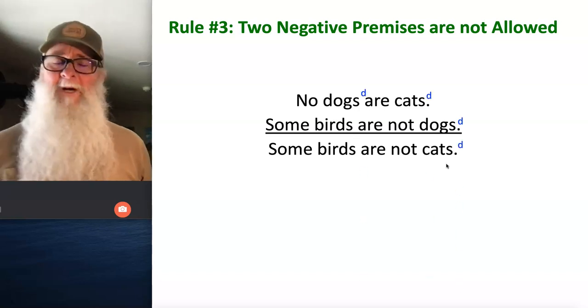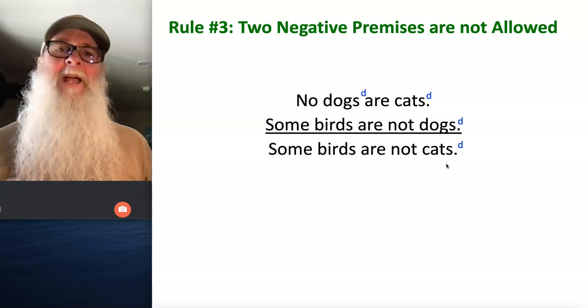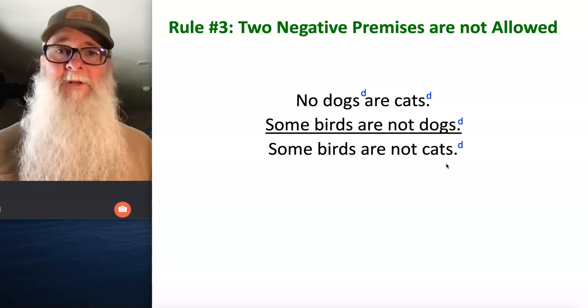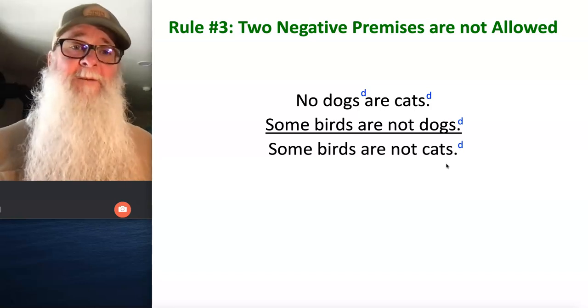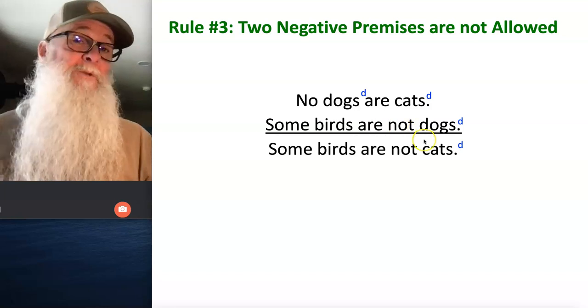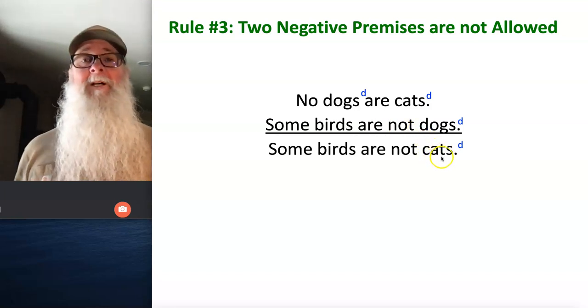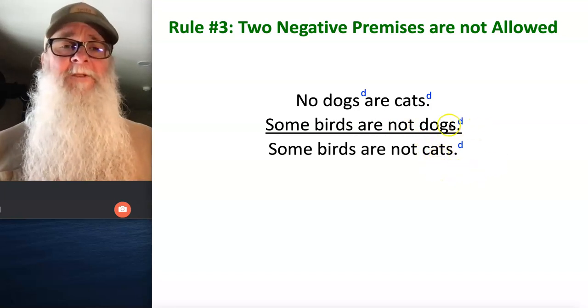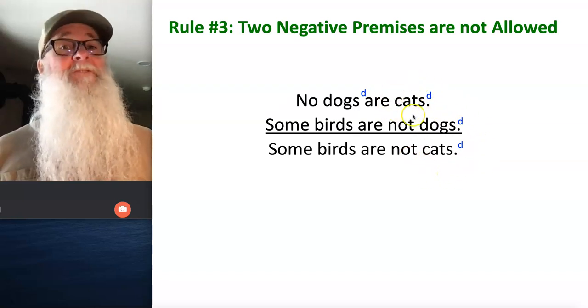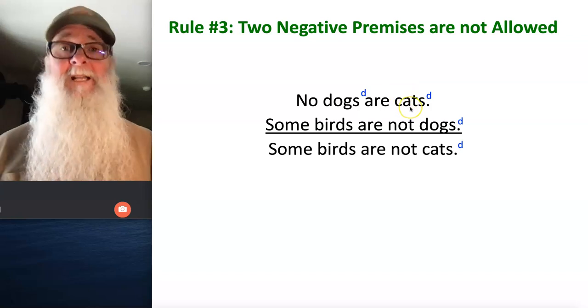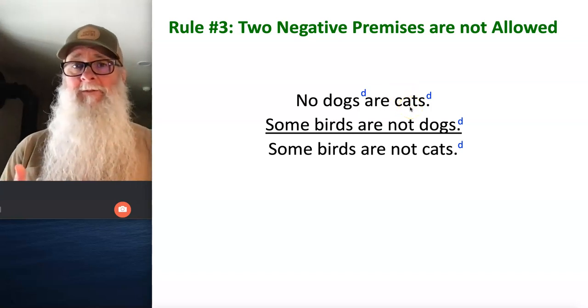We begin by marking all of our distributed terms and then apply the rules in order. Rule number 1 says the middle term has to be distributed at least once. Here the middle term is dogs, and it's distributed twice. So this argument adheres to rule number 1. Rule number 2 says if there's a term distributed in the conclusion, and there is, it has to also be distributed when it appears in a premise, and it does. So we've passed through rules number 1 and 2.